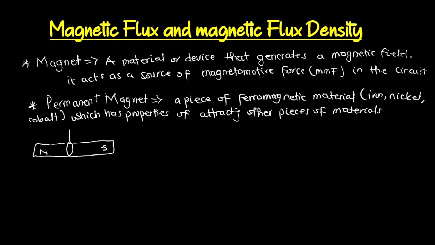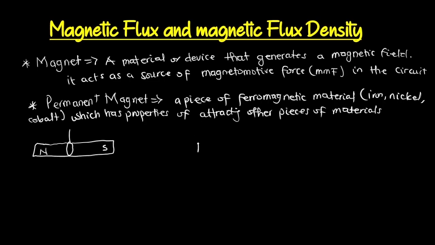Now the area around the magnet is called the magnetic field, and it is in this area that the effect of the magnetic force produced by the magnet is detected. So the area around the magnet over here is what we are calling the magnetic field, and that is the area where the magnetic force of the magnet is actually felt.